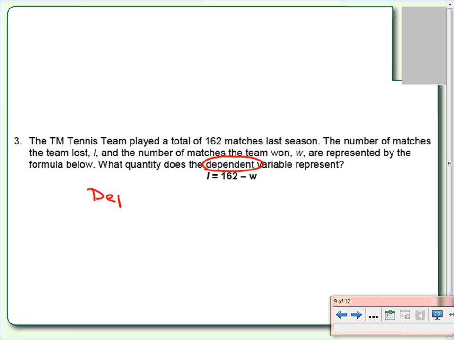Now, since I'm looking for dependent, is dependent the x or the y? The y. Or in our case, they didn't use a y. What they used instead was the letter L. So did they tell us what the L stood for? Yes. What was it? The number that you lost. The number of losses. The number of matches that were lost.